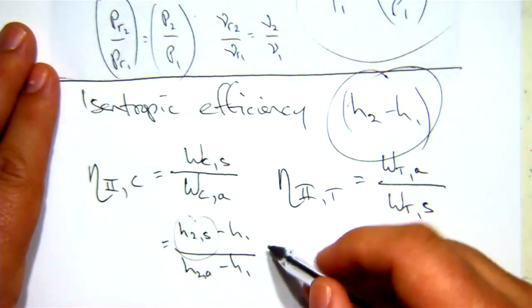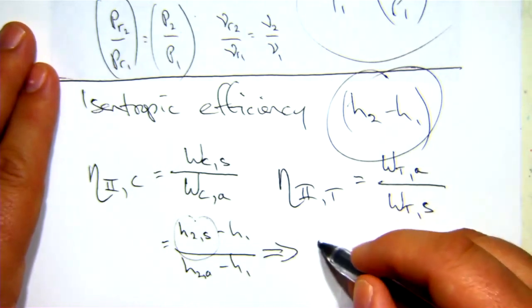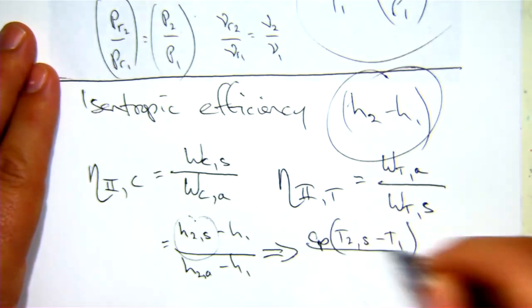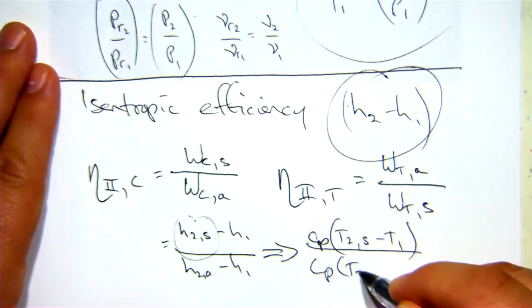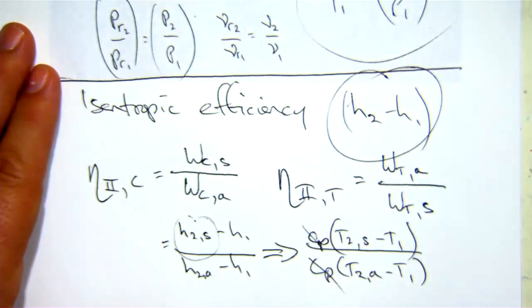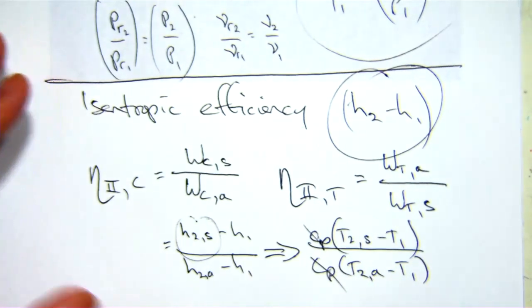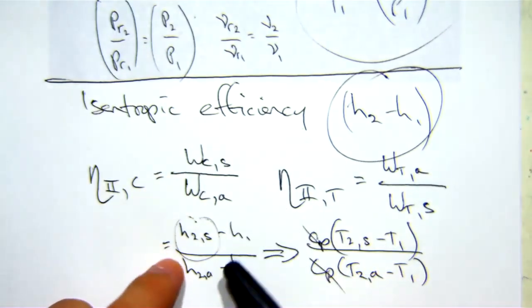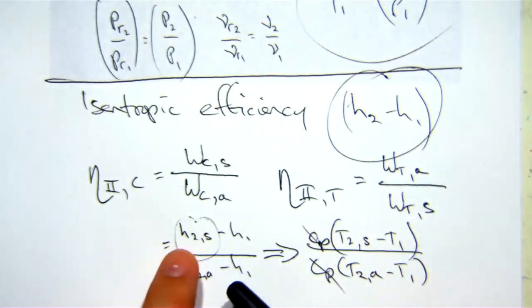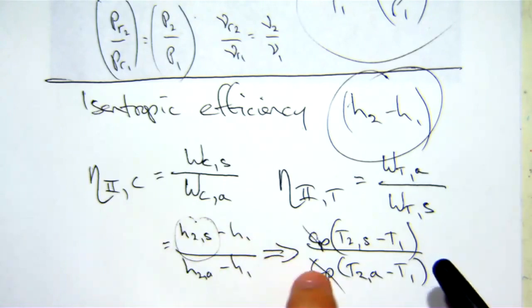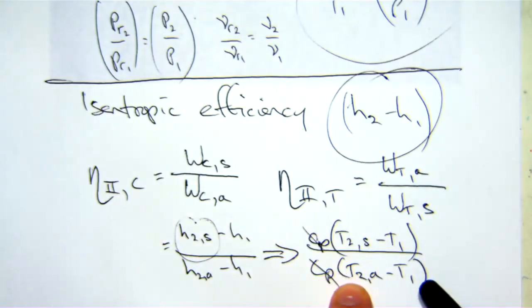And I could substitute in Cp (T2S minus T1) over Cp (T2A minus T1), and then I can drop those out. So I begin with an expression in terms of work. Because it's one process over a compressor, I'm describing the work done to power the compressor in terms of delta H. Because I'm dealing with an ideal gas, I can turn it into a Cp delta T.